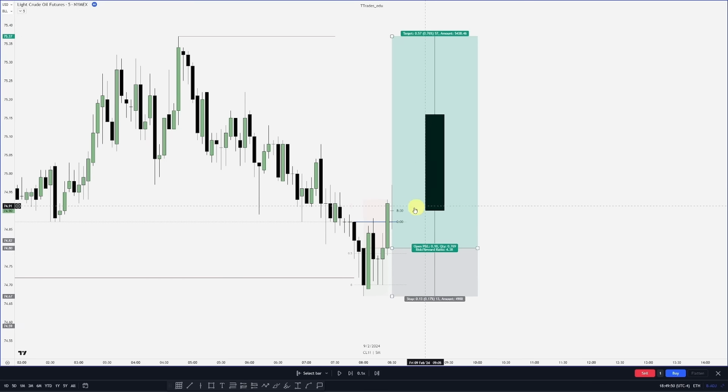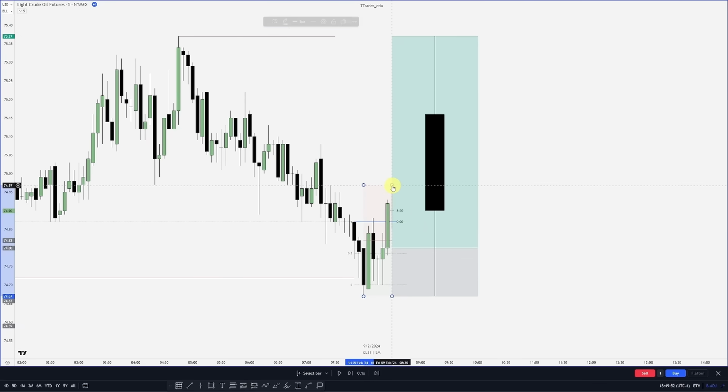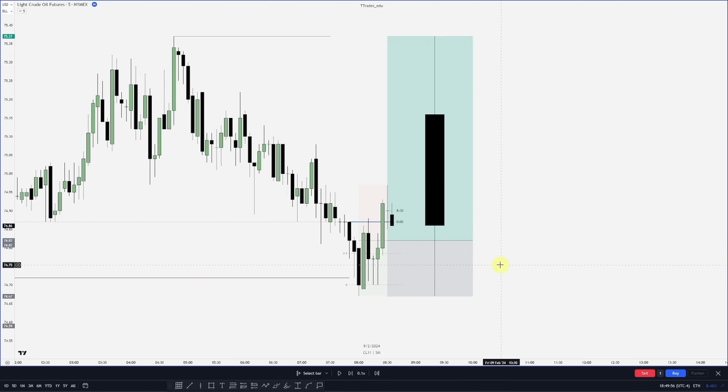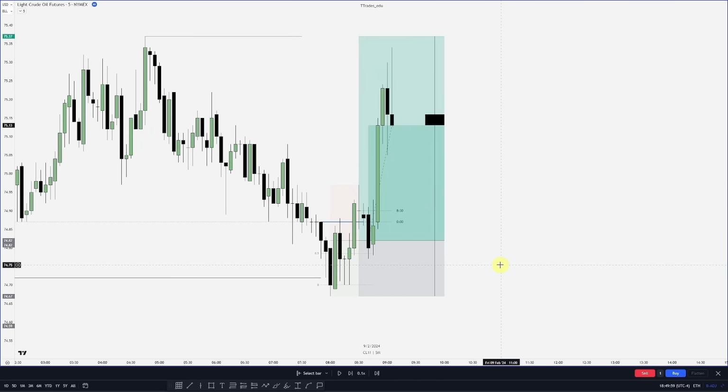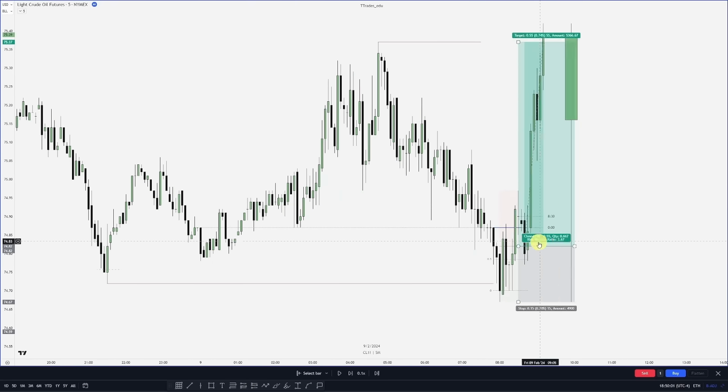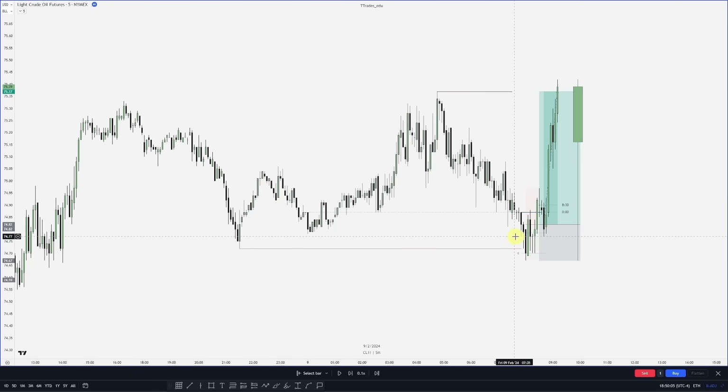Let's see. Here we actually extend this premium and discount range. I can move this up. Here we reach in, get an entry, and then move higher. So you can see in New York, we manipulate the range to continue higher.